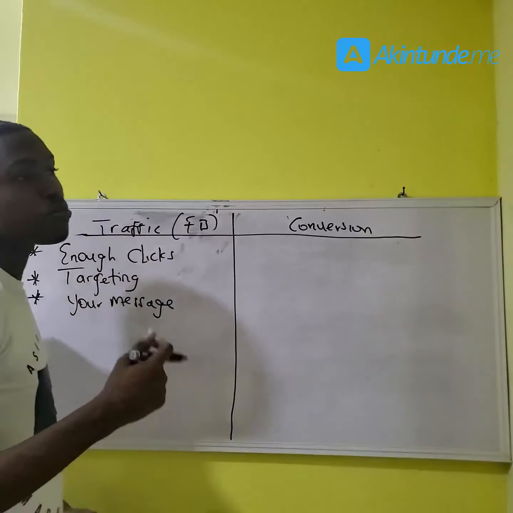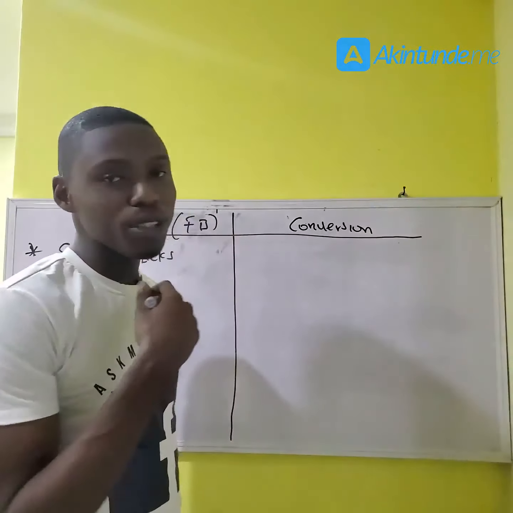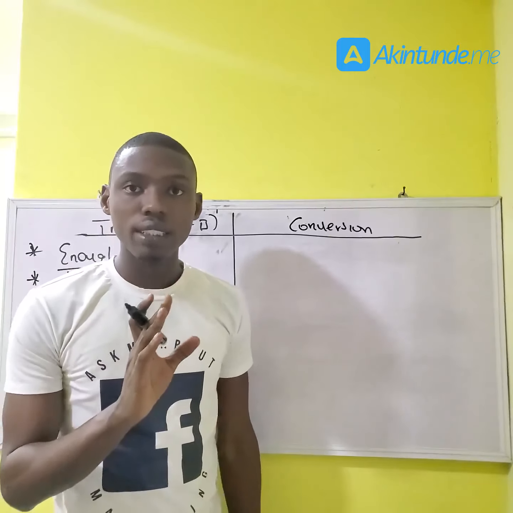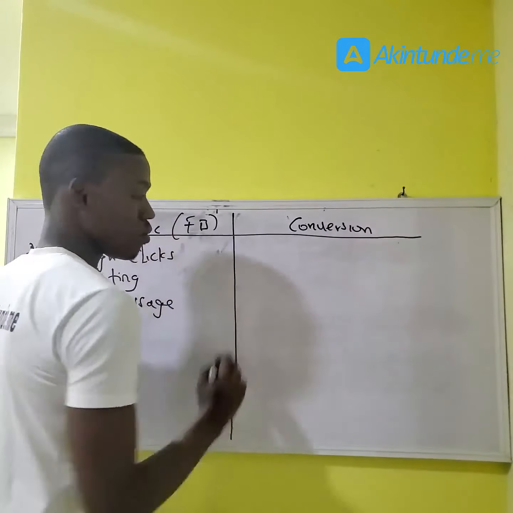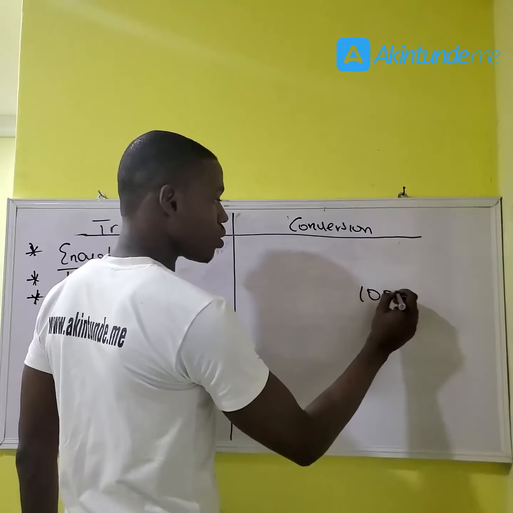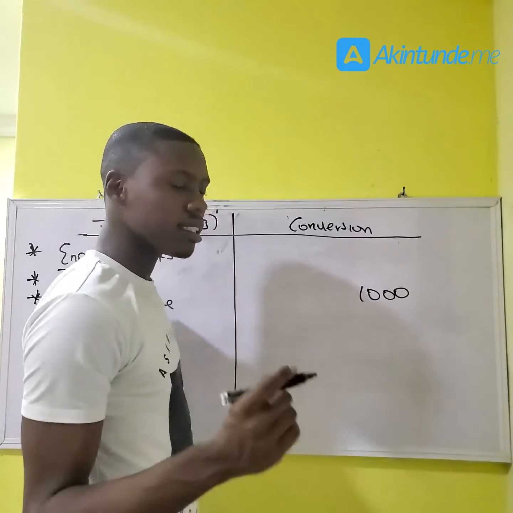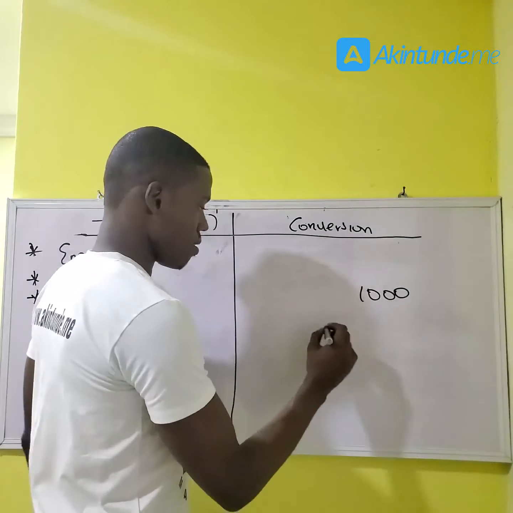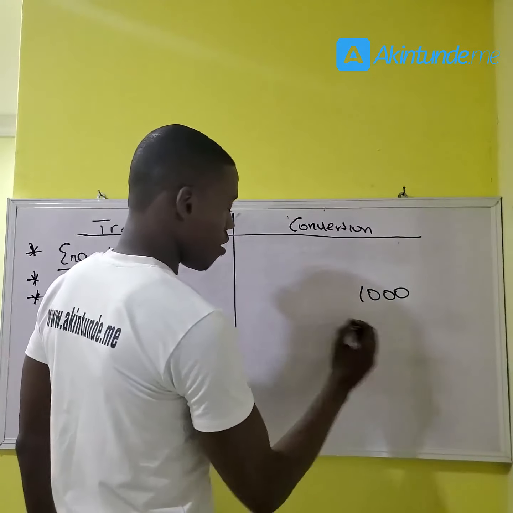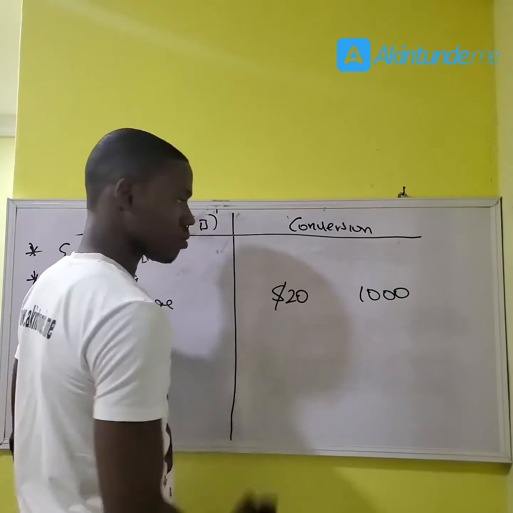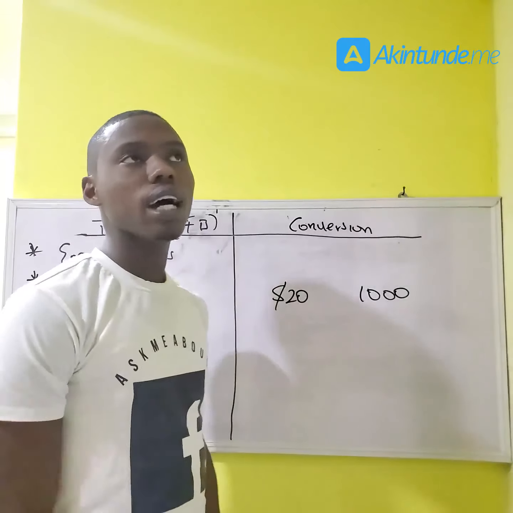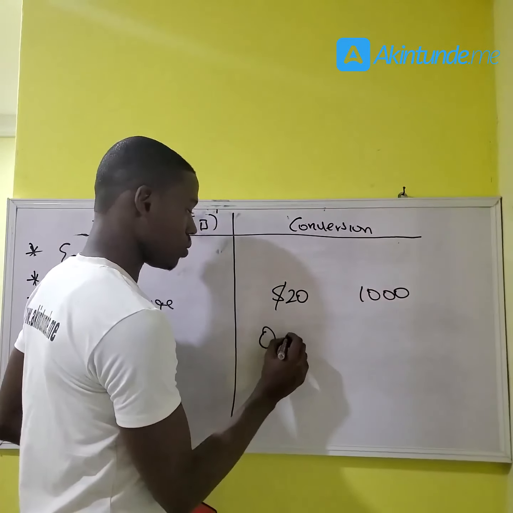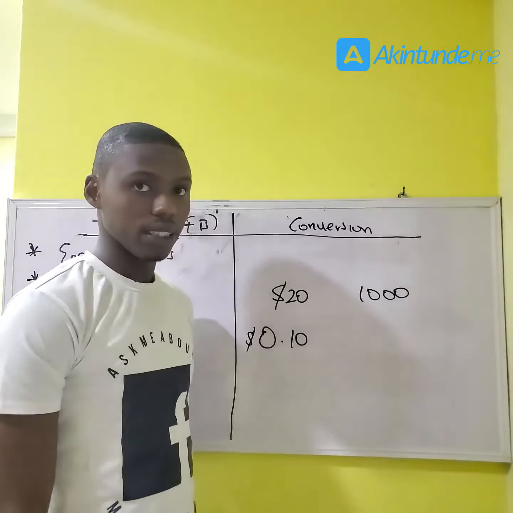So another thing most people have problems with is budget. Most people don't really think about it, but when you look deep, for instance, say you want to get 1,000 people to visit your website, and let's say you decide we're spending $20 for it. And Facebook, once you start the campaign, starts charging you 10 cents per click.